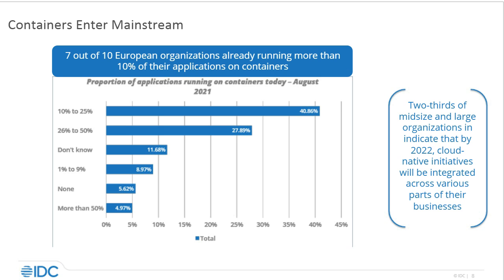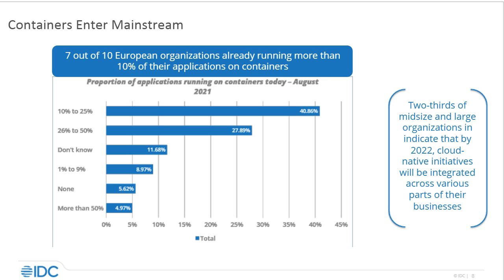containers. We think that by the end of this year, 2/3 of mid-sized and large organizations will have embedded their cloud-native initiatives across different parts of their business. So they are thinking in agile ways. They are putting product engineering teams in place to make sure that they can accelerate their innovation.